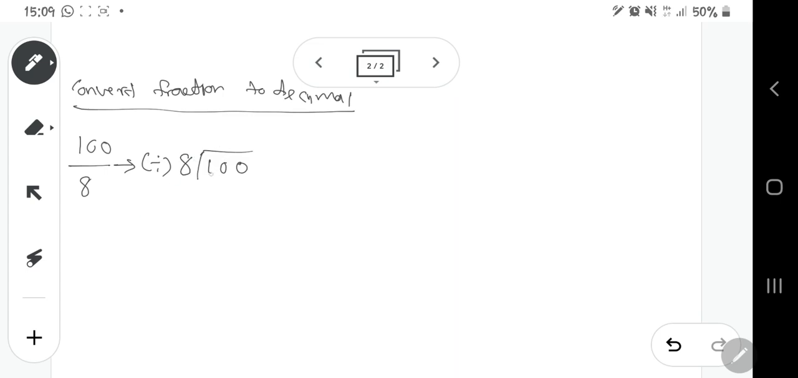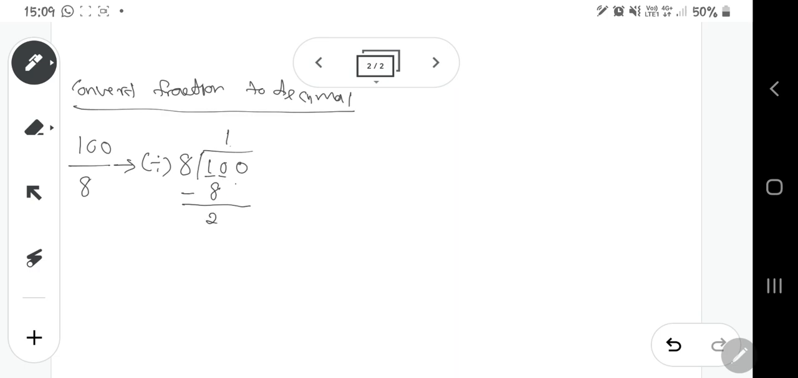So first of all, you look at 1. Nothing can times 8 get 1. You look at the double digit, meaning 10. So the closest one is 2. Is it 2? No, because 2 times 8 is 16. So you just put 1. 1 times 8 is 8. Minus, you get 10 minus 8 is 2.